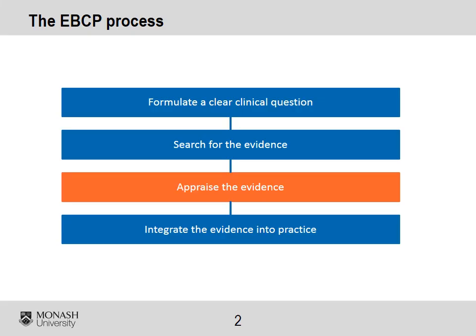So this is the typical evidence-based clinical practice process. We've gone through formulating a clear clinical question using PICO. We've been able to search the evidence and now we come up to what people often find the most difficult aspect, critically appraising the evidence. So in order to critically appraise the evidence, we need to have a good understanding of what methodological biases can occur and how we can best overcome those biases.